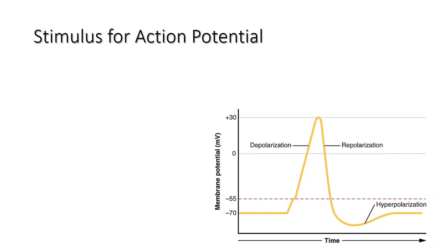Before we discuss what happens during different phases of action potential, we need to look at the stimulus which alters the resting membrane potential to start an action potential. The stimulus is usually in the form of a depolarizing graded potential which begins to depolarize the membrane. Action potential starts when this depolarization reaches a certain level termed the threshold, which is about minus 55 millivolt in many neurons.